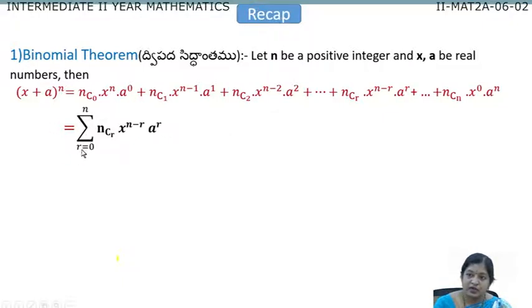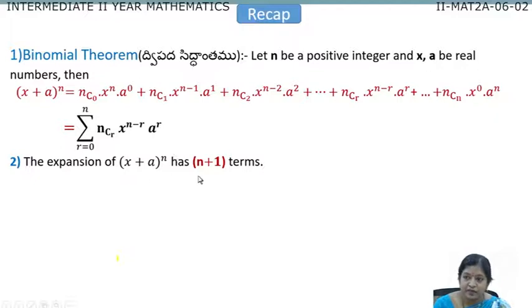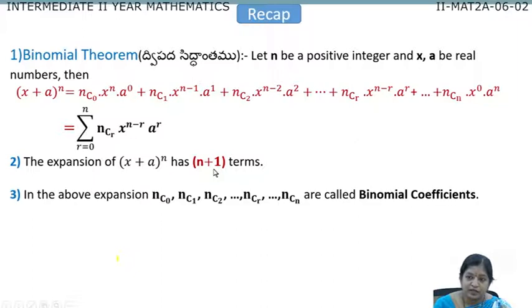సో ఇక్కడ r is equal to 0 నుండి మనకు n వరకు ఉంది కాబట్టి r వాల్యూ 0 to n రాసాము. And this is the general term, సాధారణ పదం. So in the expansion of x plus a power n, we have n plus 1 terms. x plus a power n యొక్క విస్తరణలో మనకు మొత్తము n plus 1 పదాలు ఉంటాయి.